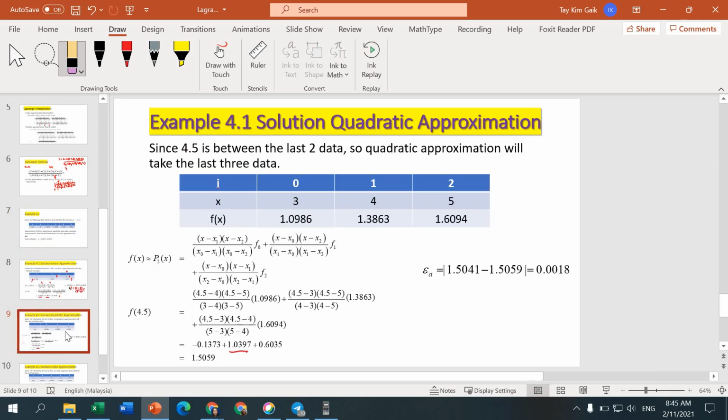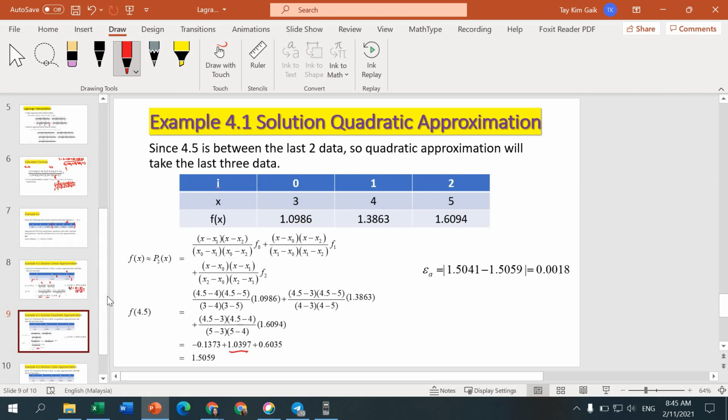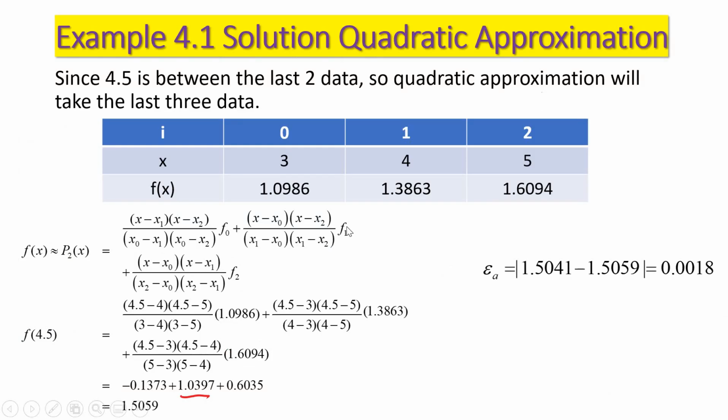Okay, and then quadratic. As I said, 4.5 is inside here. So for this question you have only one choice, to take 3, 4, 5. If you take 2, 3, 4 it is wrong, because 4.5 is outside; 1, 2, 3 is also wrong. So you can only take 3, 4, 5. So now for quadratic, I will use a formula. Before you see how to calculate it, look at the big one first.